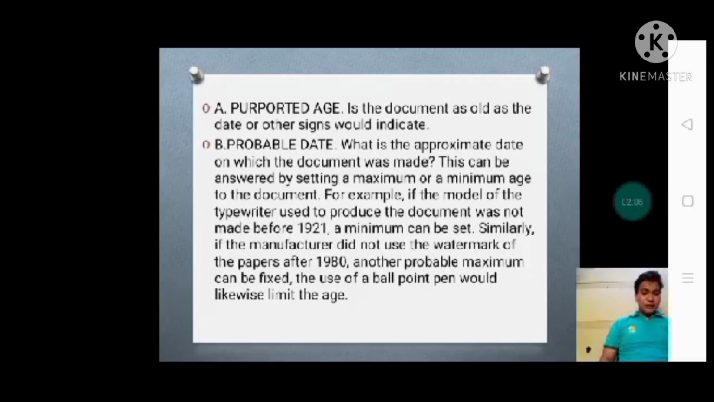Example, ang possible na ang isang document ay ginawa noong 2018 to 2019. Doon sa time span na iyon, ay maaaring ginawa yung document.